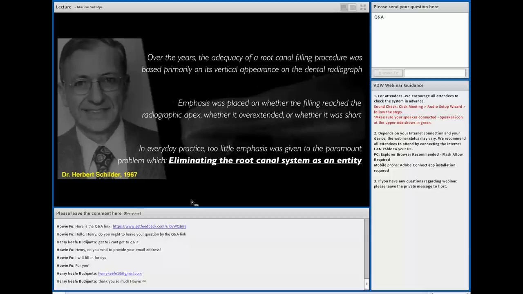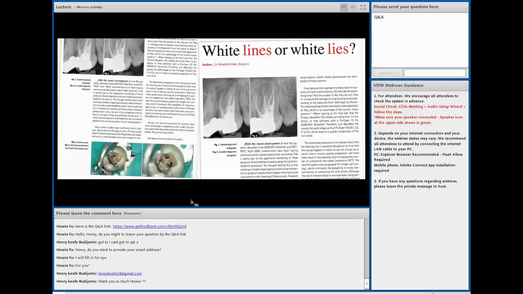Childress also said that in everyday practice, we need to emphasize not the vertical appearance on the x-ray, but eliminating the root canal system as an entire system. Because if we think about it, it means we need to do good preparation, and then we can do our obturation protocol to achieve three-dimensional obturation.